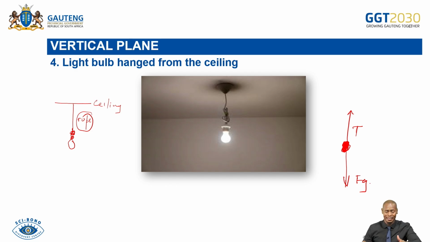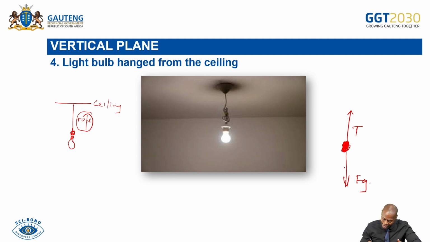Rope, string, cable, tow bar. So you will have tension there, because of that cable. It is either a cable, rope, tow bar, or string. So that is the force on the string, the force on the rope, the force on the cable, the force on the tow bar, which connects the two objects. Then that is going to be tension. So here there's Fg, and there's tension.